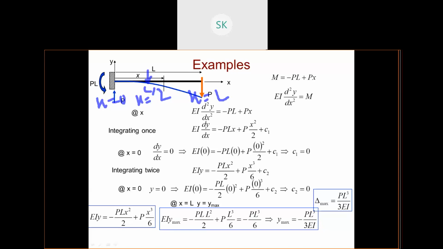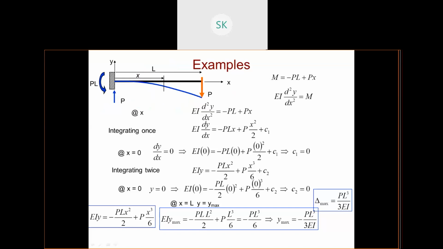Suppose I have been given one more load. Let me draw this one. Suppose there are two loads, one load at L by 3 and another load at 2L by 3. So your boundary conditions will be at x equals to 0, at x equals to L by 3, at x equals to 2L by 3 and x equals to L. So there will be different boundary conditions. Now if there is no load, only a load at the end point, two boundary conditions will be sufficient, at x equals to 0 and at x equals to L. Clear this part?